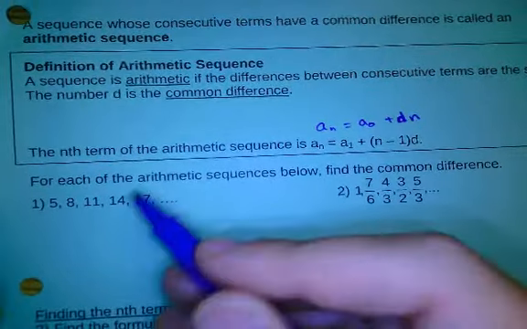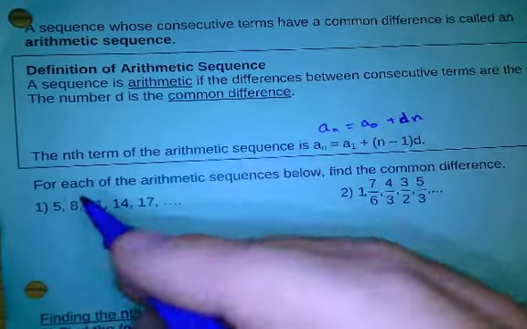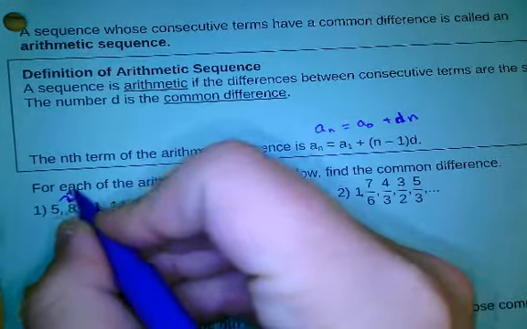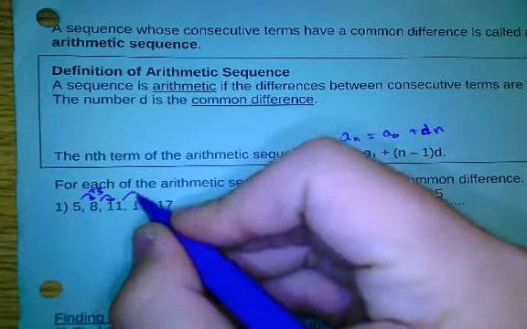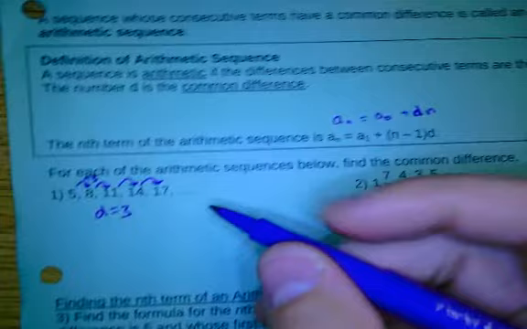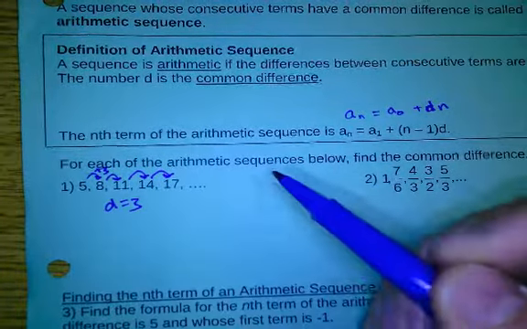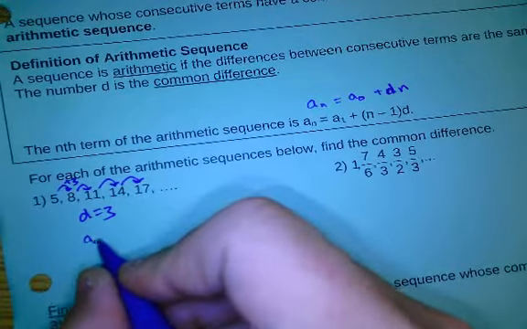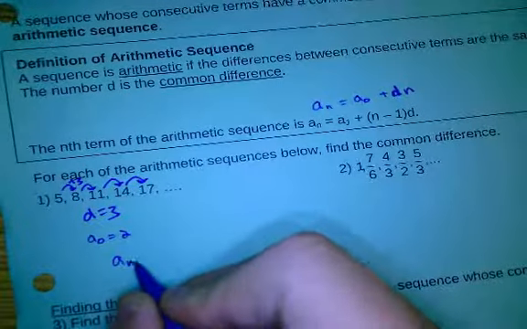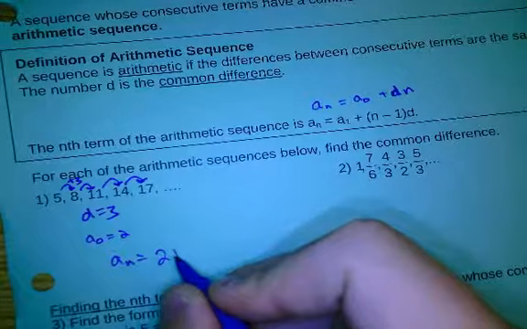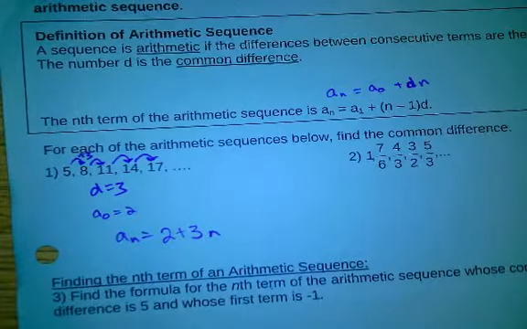So for this first one right here, let's start with d. How much am I increasing by? 3 every single time, correct? So that's my d value. So d is 3. So that's my first term, 5. If there was a term before it, what would it be? So that's my a sub 0. It's 2. So a sub n is equal to 2 plus 3n. Bam. Done.